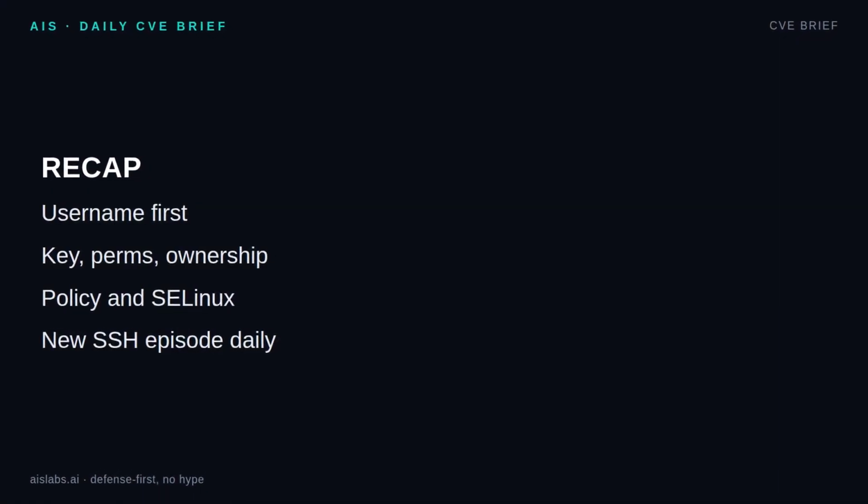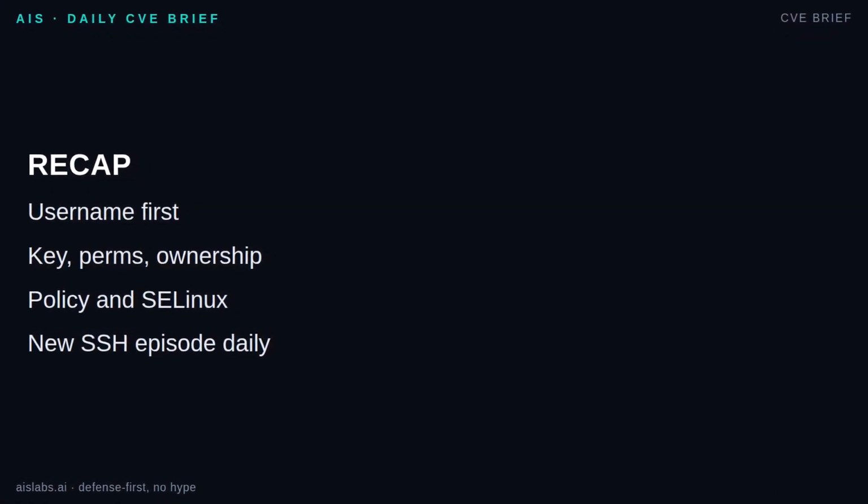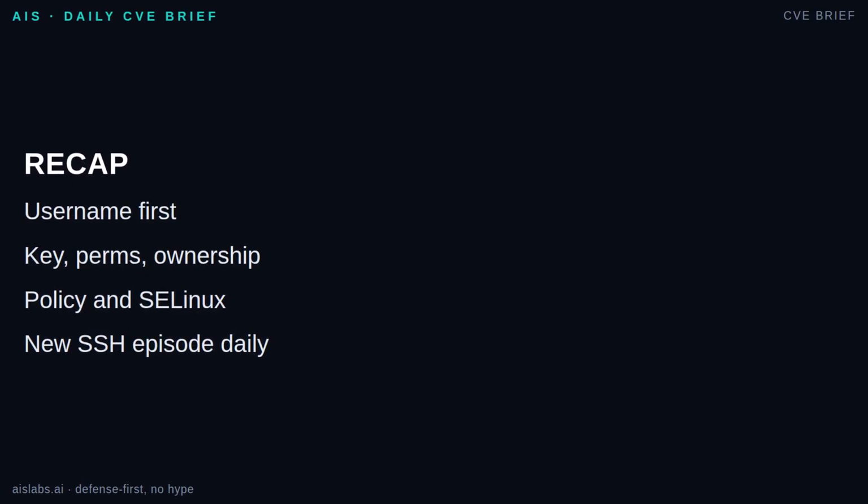Three beats to keep. 1. Check the username before touching files. Wrong account is the fastest path to public key failure. 2. Verify the key actually offered. Then fix 700 and 600 permissions on both ends, including home ownership. 3. If files look right, check sshd policy and SELinux context. Do not disable security checks to make the message go away. Fix the reason they complained.